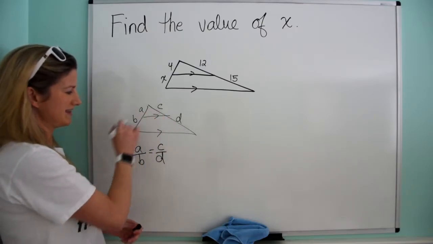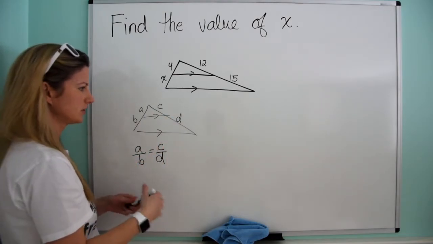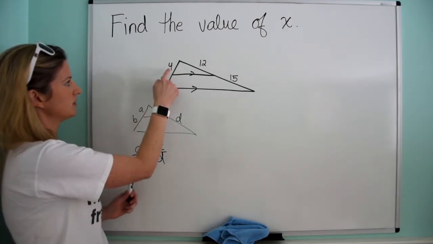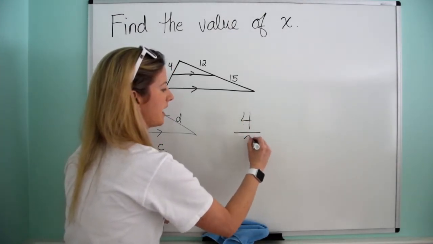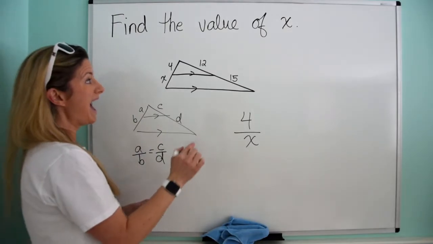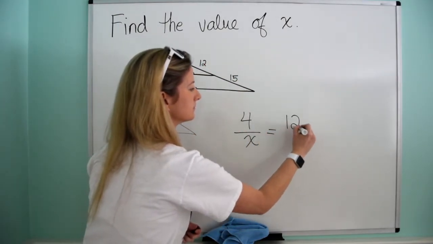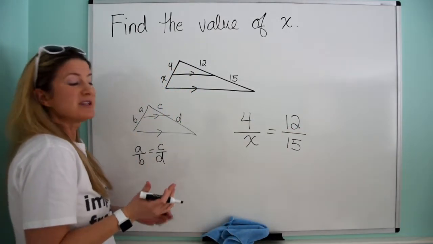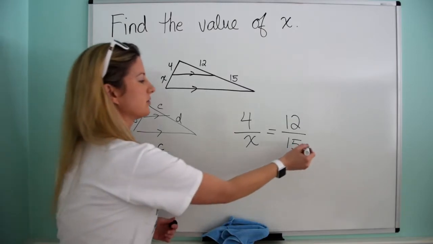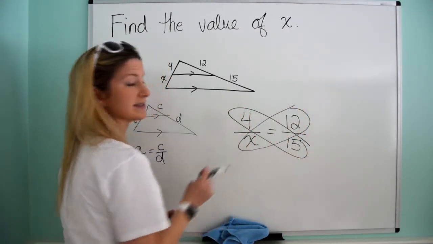So you can take this and apply it to this triangle. As you can see, A is to B, so in this case, 4 is to x. So we'll come over here, 4 is to x, as 12 is to 15. Okay? And now this is super easy. We're just going to take the cross products and set them equal to each other.